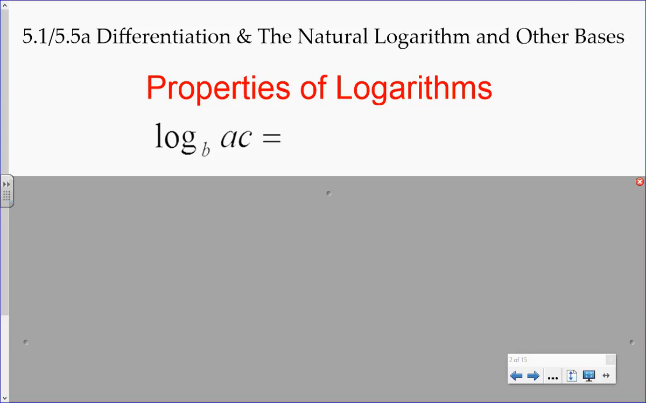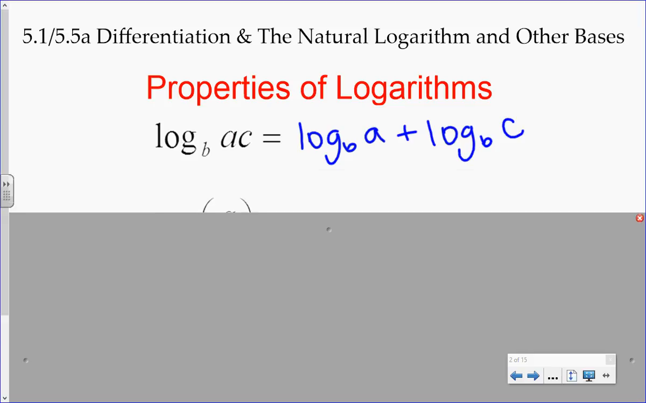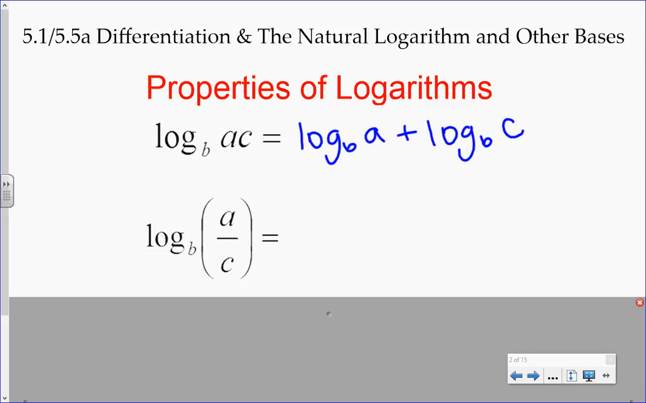For example, if we are multiplying inside of our logarithm, we can expand by writing two logarithms that are being added together. If there is division inside of a logarithm, we can subtract the two logarithms.